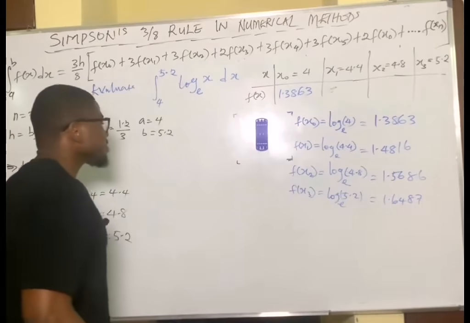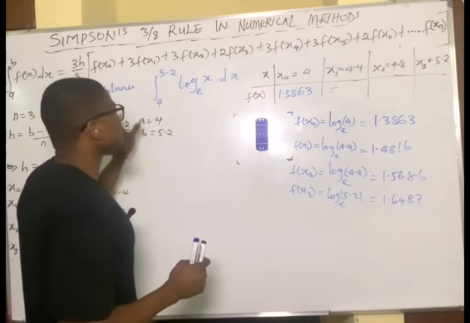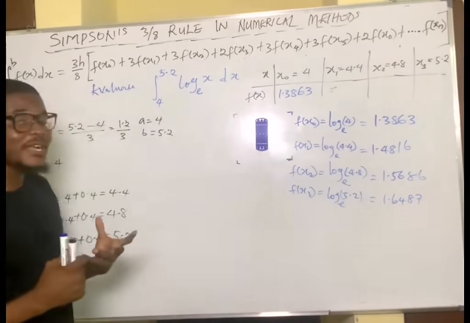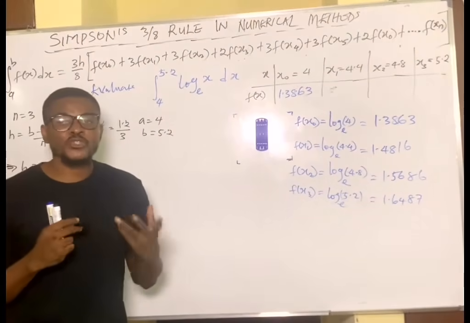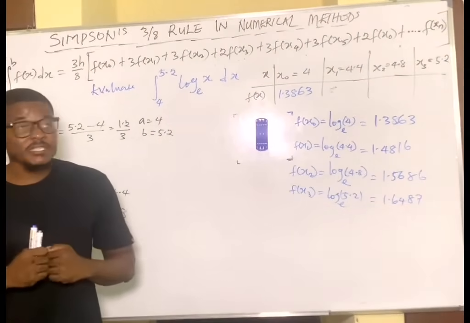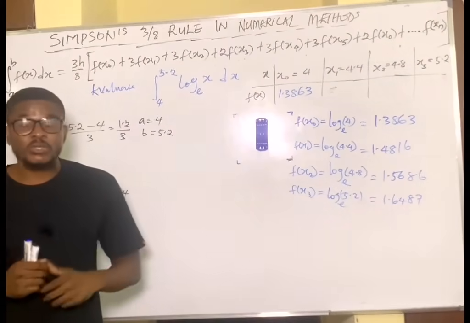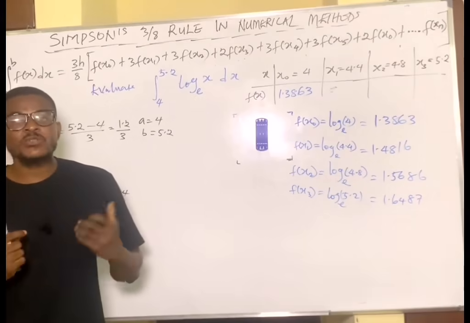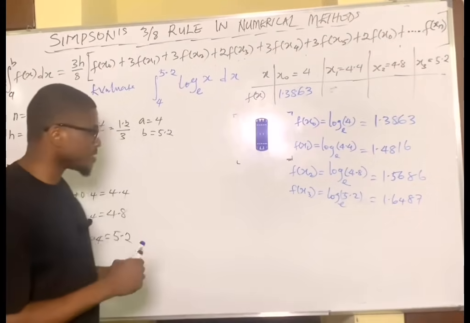So having found these functions, you simply now plug into the equation. So this is why I said always choose your subinterval n to be equal to 3, right? To avoid the lengthiness of the equation. So except otherwise stated, always go for n equal to 3. Now here is the reason.